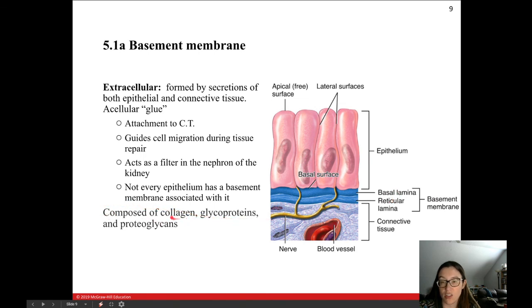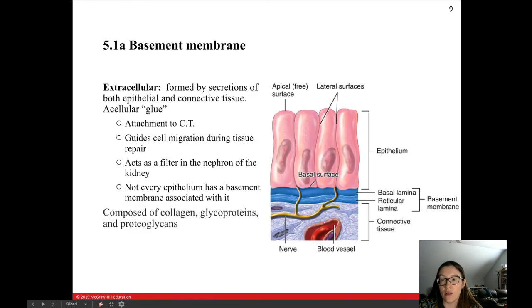It's composed of collagens, which, remember, is a type of protein that the fibroblasts are going to secrete, glycoproteins, which are proteins with a carbohydrate attached, and proteoglycans. So it's made of a bunch of extracellular things, kind of gluing the connective tissue and the epithelial tissue together.